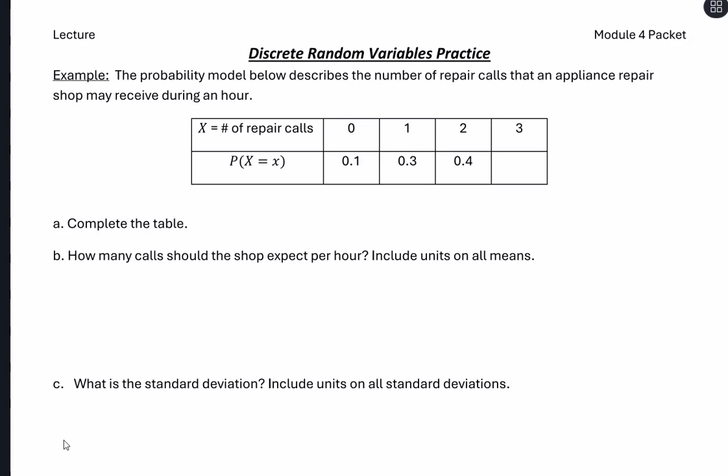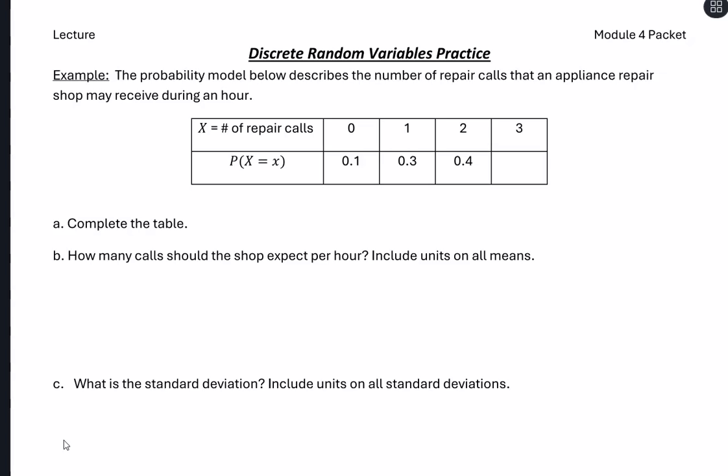Here we're going to work through two examples, one where a table is given to us and then another where we need to form the table ourselves using some rules of probability, which will be similar to something we'll be seeing on our written assignment.